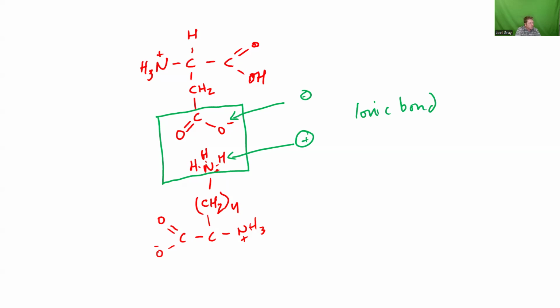Or, give you something like this and say, which of these groups is the polar positive group? And I mean, that would be pretty simple. You kind of just look for the positive charge.